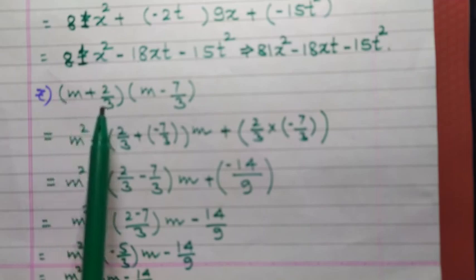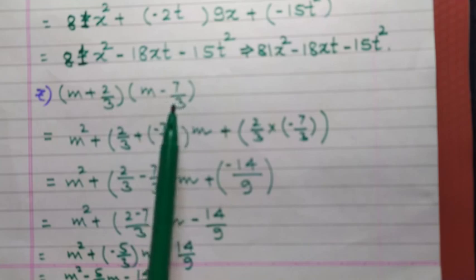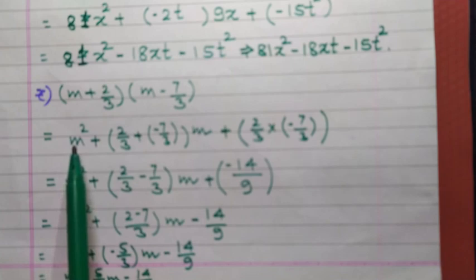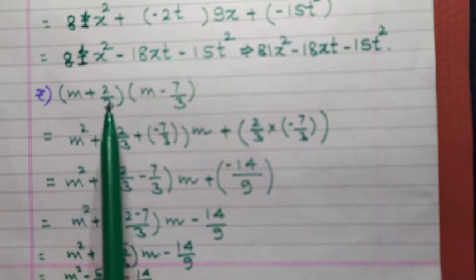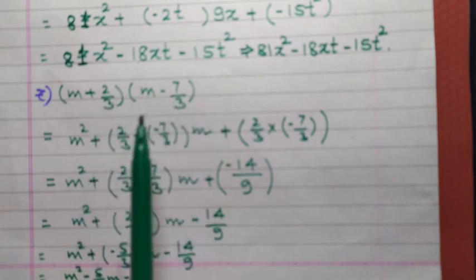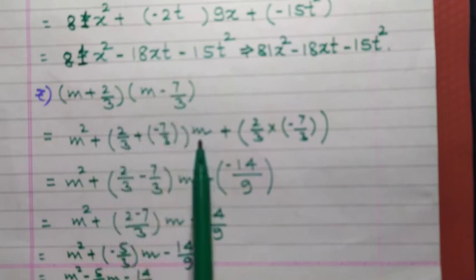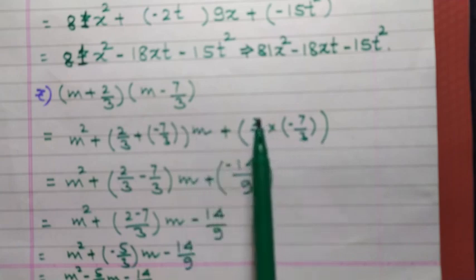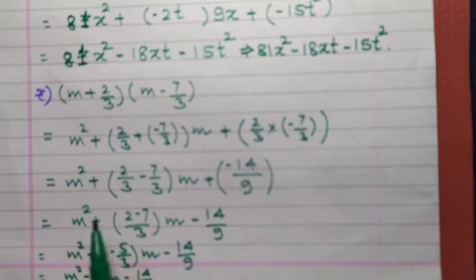(m + 2/3)(m − 7/3). By formula, it will be the square of the common term. What is the common term here? m. So it will be m square plus the sum of the uncommon terms, 2/3 plus minus 7/3, into the common term m, plus the product of the uncommon terms, 2/3 into the other uncommon term, minus 7/3.